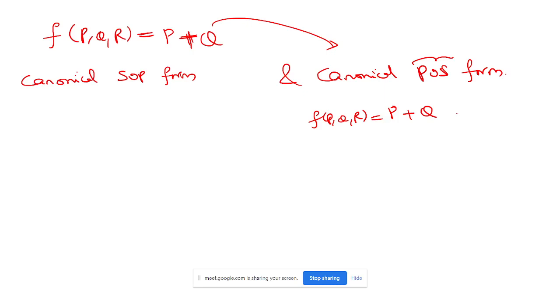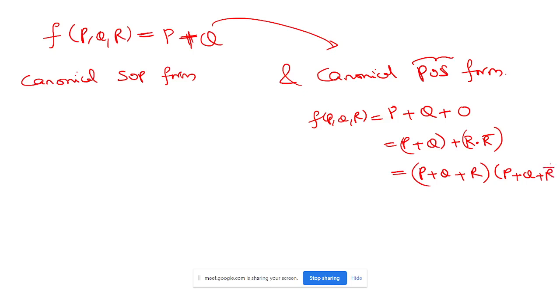What is missing? R is missing, right? I can write it as 0. If I write it as 0, I can write 0 as R into R bar. It can be written as P plus Q plus R, P plus Q plus R bar, right? A plus BC, X plus YZ. What is this X plus YZ? X plus Y into X plus Z. This is one way of writing.